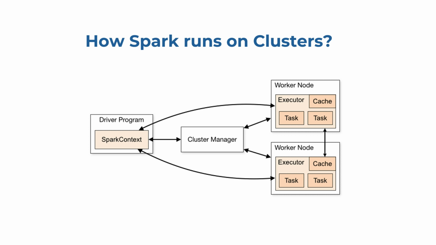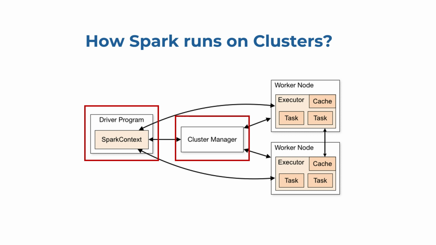Spark applications run as independent sets of processes on a cluster, coordinated by the SparkContext object in your main program. It's called the driver program. The driver program is the process running the main function of the application and creating the SparkContext. To run on a cluster, the SparkContext can connect to several types of cluster managers, either Spark's own standalone cluster manager, Yarn, or Kubernetes, which allocates resources across applications. Once connected, Spark acquires executors on nodes in the cluster, which are processes that run computation and store data for your application.